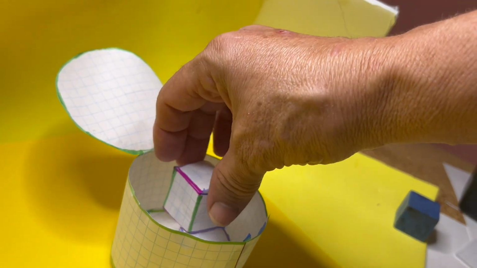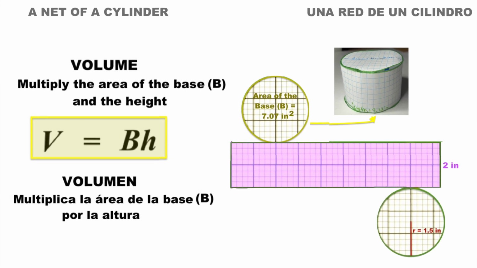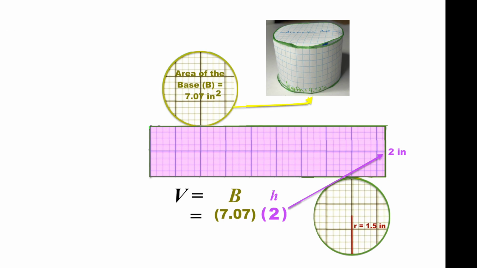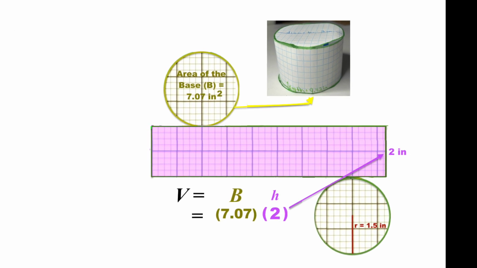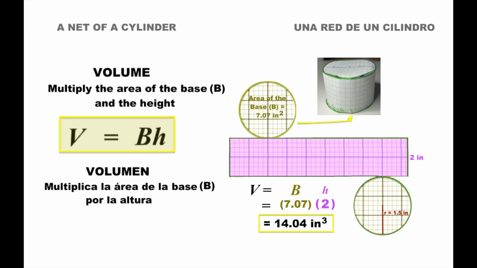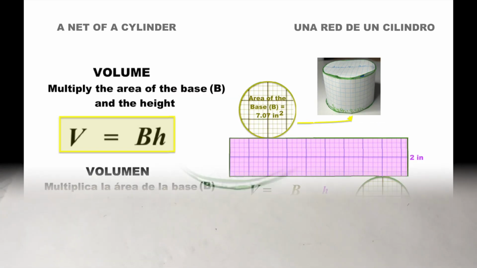The volume is the area of the base times the height. A base of 7 7/100 times 2. The volume of the cylinder is 14 4/100 cubic inches.